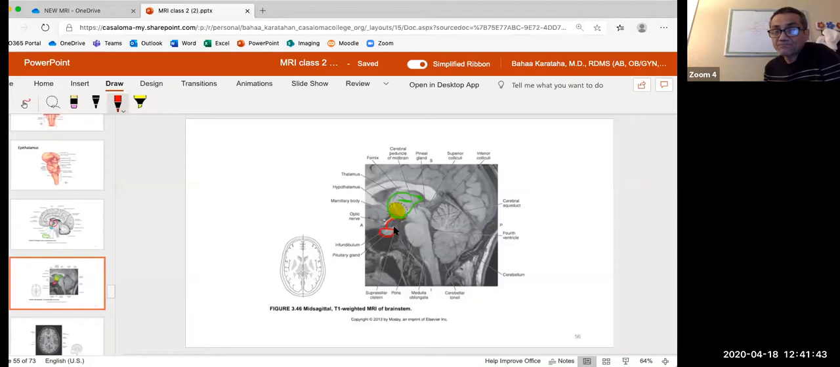Any question? Your diencephalon is always identified inferior to your cerebral hemisphere and superior to your brainstem. So if I ask you what connects the cerebral hemisphere with the brainstem, your answer will be the diencephalon.